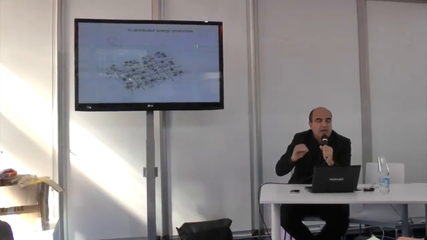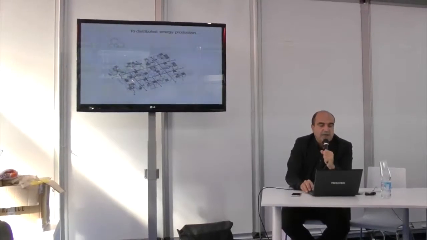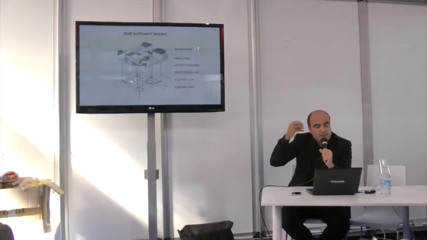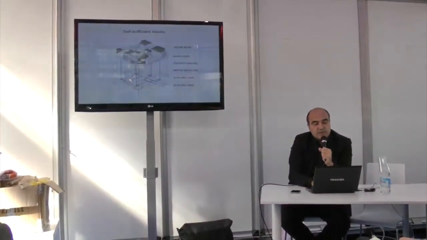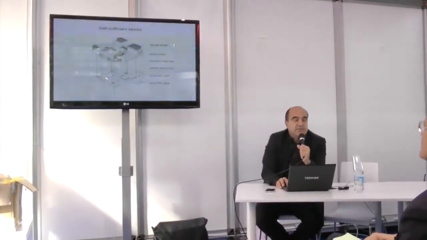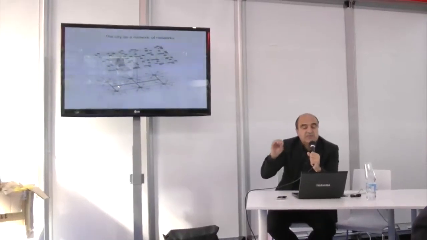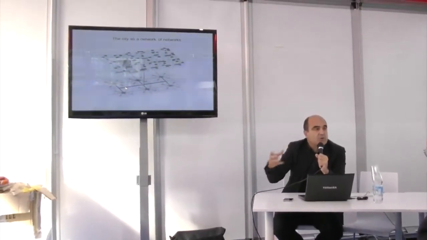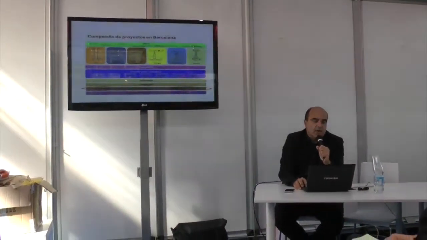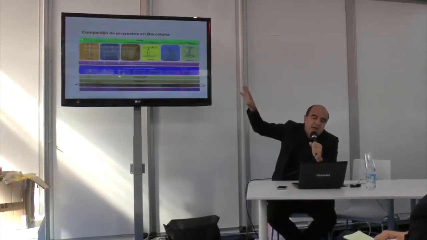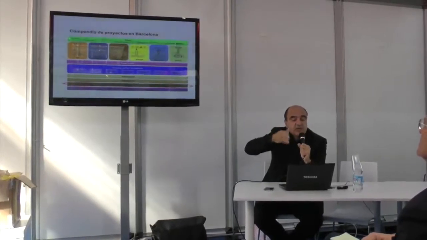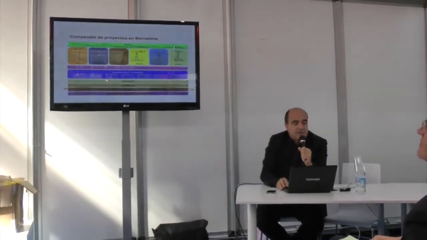We need to add a metabolism to the city. We need really to work on this idea of self-sufficient blocks. Blocks that produce energy, and this energy is stored in electrical cars, and then if you have self-sufficient blocks, you will have a self-sufficient neighborhood, because you will have blocks that are connected to each other. Obviously, what is important is this anatomical diagram is now used for our organization in order to categorize all the different projects.